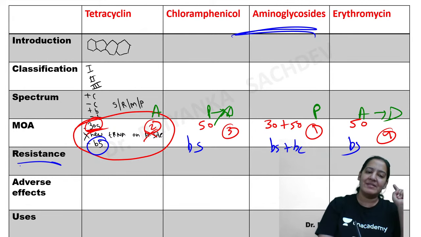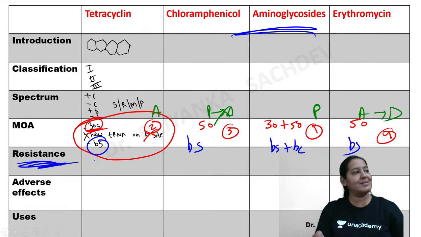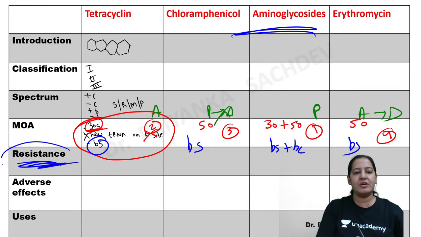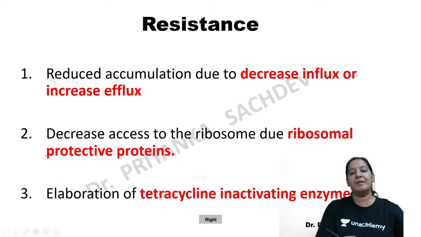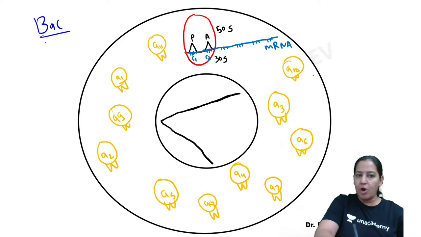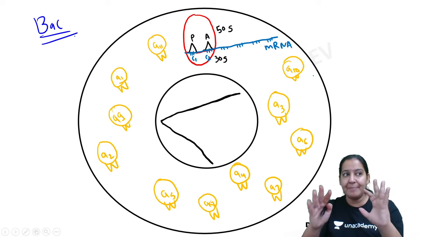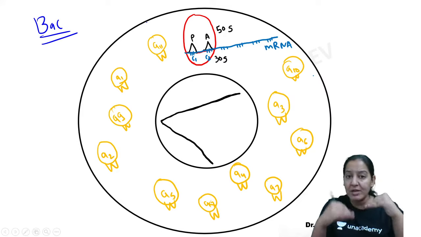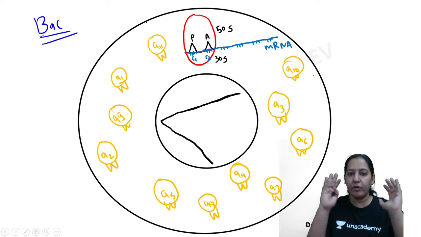So coming on the resistance. The next heading is resistance. Shall I start resistance? Are you people with me? What is resistance? What do you mean by the term resistance? Can you see this is a bacteria? This is the cell of bacteria. This is not human cell. This is a bacterial cell present in my patient's body. I am a doctor. I want to kill this bacteria because I want to treat my patient.